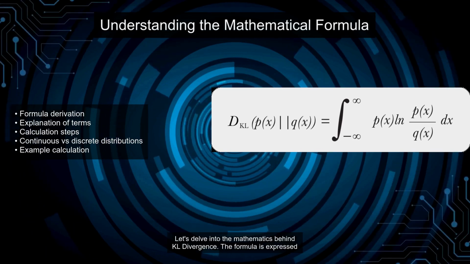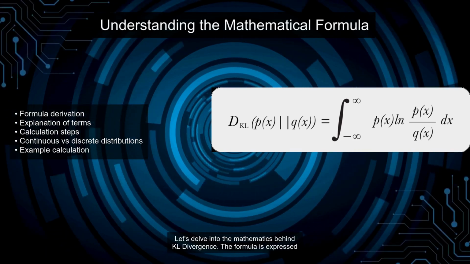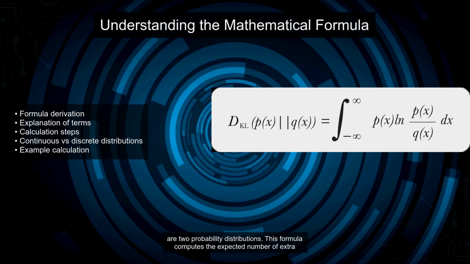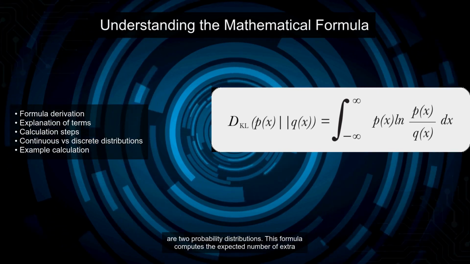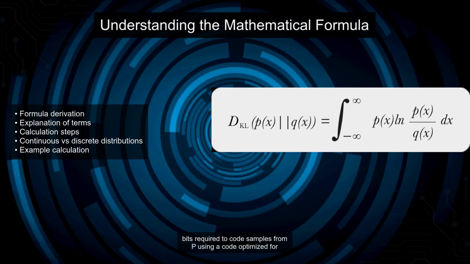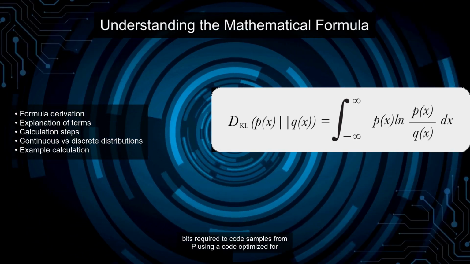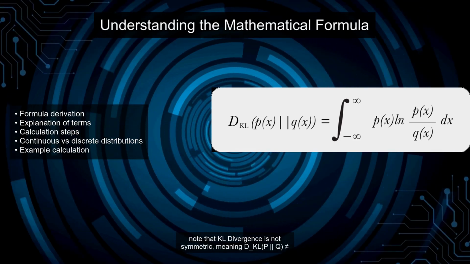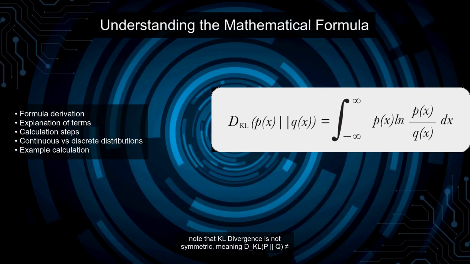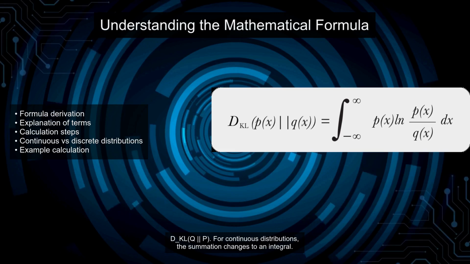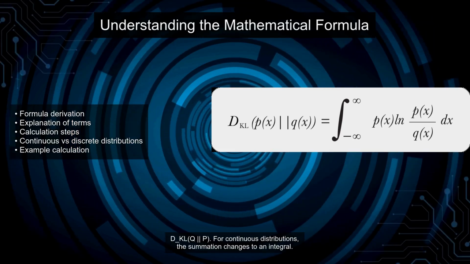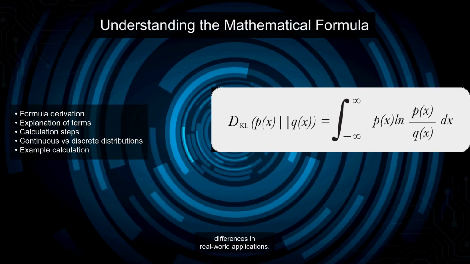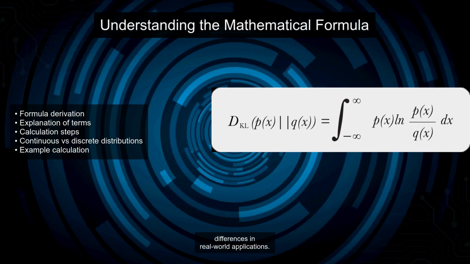Let's delve into the mathematics behind KL divergence. The formula is expressed as D_KL(P || Q) = Σ P(x) log(P(x)/Q(x)), where P and Q are two probability distributions. This formula computes the expected number of extra bits required to code samples from P using a code optimized for Q. The summation runs over all possible events, and it's essential to note that KL divergence is not symmetric, meaning D_KL(P || Q) is not equal to D_KL(Q || P). For continuous distributions, the summation changes to an integral. Understanding these nuances is vital as they influence how we interpret distribution differences in real-world applications.